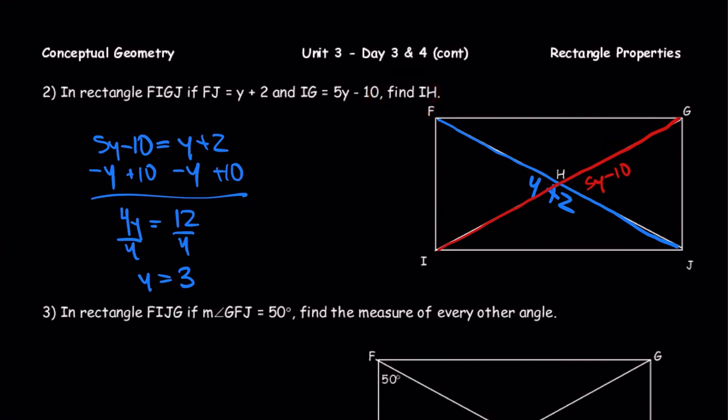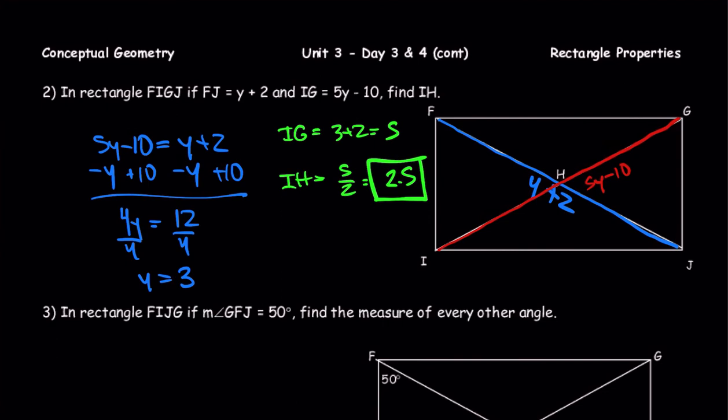Find IH. Oh, a little tricky. IH is only this piece. So it's half of the diagonal. So what I would probably do first is find the diagonal, like IG. And that's going to be the same as FJ, so y plus 2. 3 plus 2, that's going to be 5. IH is going to be half of that. 5 divided by 2, or 2.5. So at the end there, it got a little bit tricky. The initial equation was pretty easy to set up and to solve, but what they wanted you to find was a little bit more challenging maybe than just finding a diagonal or a side.